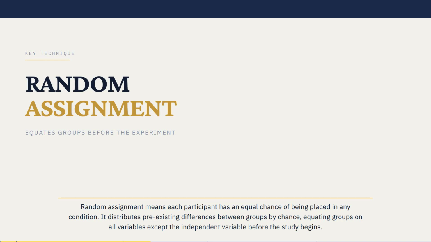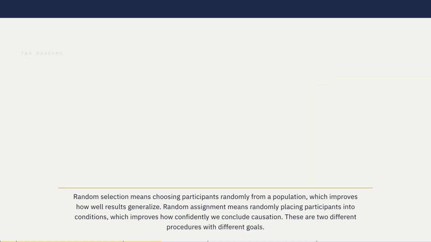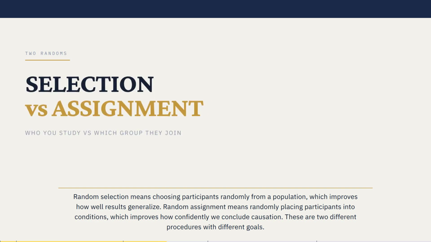It distributes pre-existing differences between groups by chance, equating groups on all variables except the independent variable before the study begins. Random selection means choosing participants randomly from a population, which improves how well results generalize.